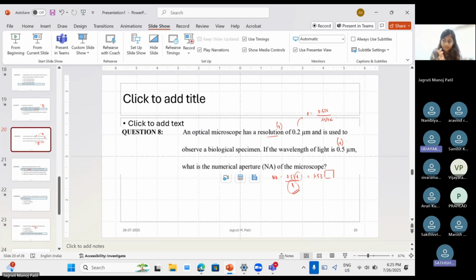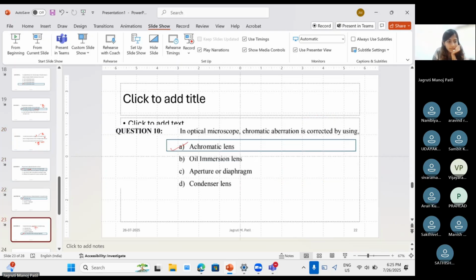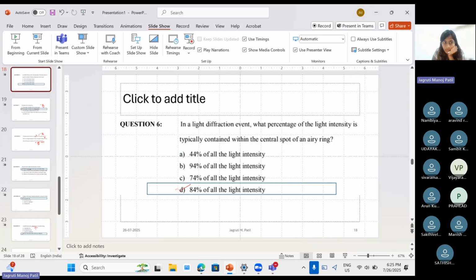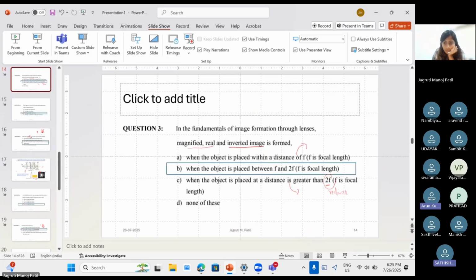Ma'am, one more thing: can you go through questions number 3 to 10, because I'm unable to see them. 3, 4, 5, 6, 7, 8, 9, 10. Okay. So the third question was: when do you get a magnified real and inverted image? Okay. So you know why the first one fails and the third one fails?